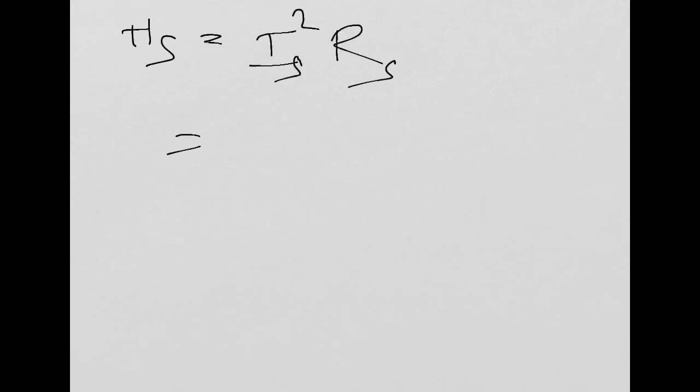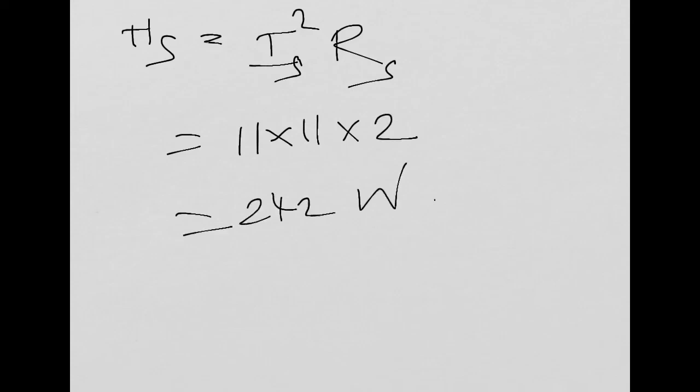Now, heat loss in the secondary coil, HS. I square R, we know it as. So IS square into RS. What is IS? We actually found it to be 11 amps, right? So 11 into 11 into RS, which is 2. 121 into 2 is 242 watts, which is going to be the heat loss in the secondary coil. That's it. Thank you.